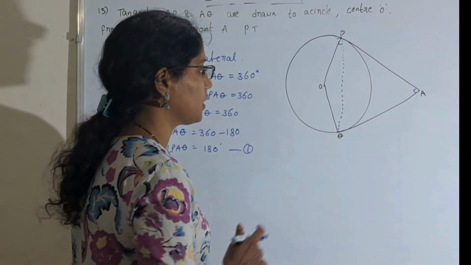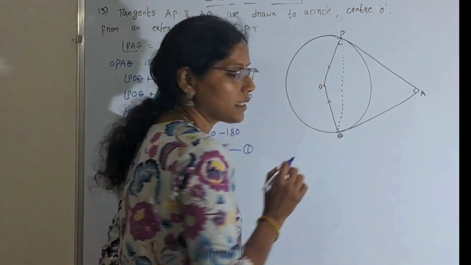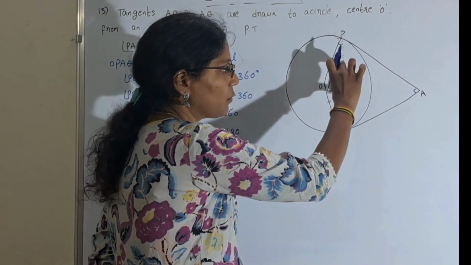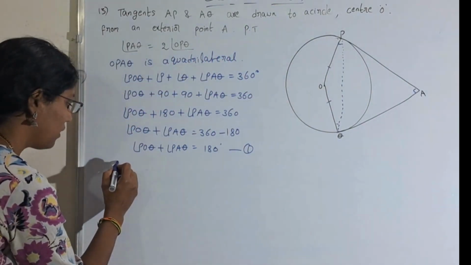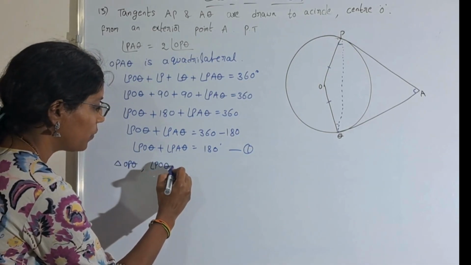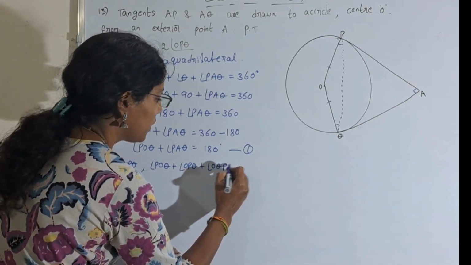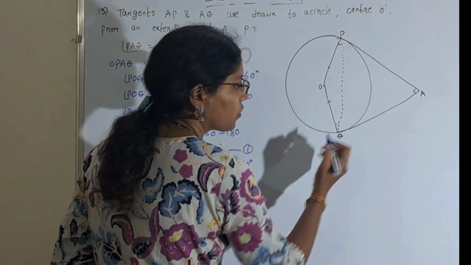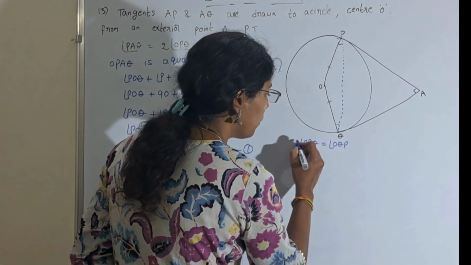Next, one more condition we want. We have to observe OP, OQ, both are radii, so these two lines are equal. We have to consider triangle OPQ. These two sides are equal, which means opposite angles are equal. Angle P and angle Q are equal. In triangle OPQ, angle POQ plus angle OPQ plus angle OQP is equal to 180 degrees. Here what can we write? Angle OPQ is equal to angle OQP. Both are equal.